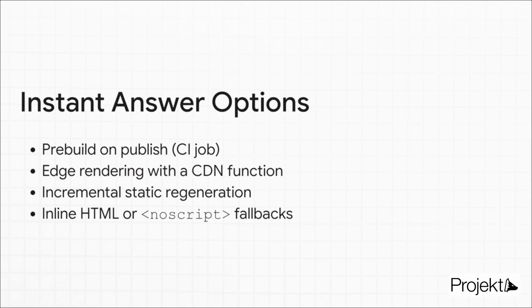So how do you actually make this happen? You've got a few really solid technical options. You could pre-build your pages whenever you hit publish. You could use edge functions on your CDN to render them super fast, or you could use techniques like incremental static regeneration. Even if you can't do the whole page, just having simple HTML fallbacks makes sure that the critical text is always visible to machines.